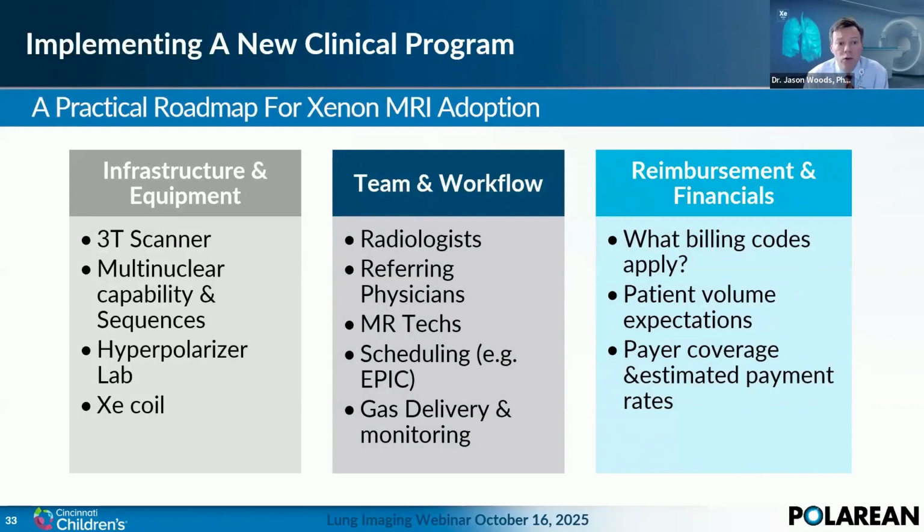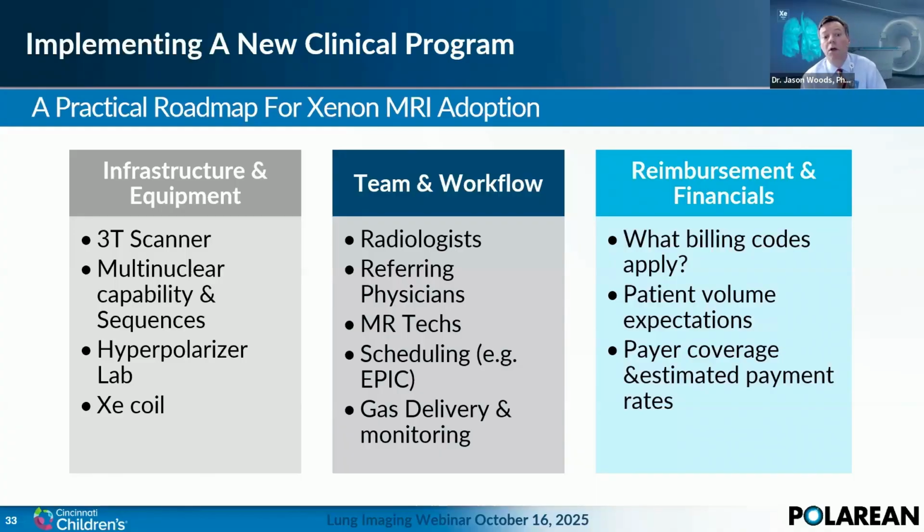So in terms of implementing a new clinical program, I've listed three buckets really. We need infrastructure and equipment, we need the team and to work out the workflow, and then reimbursement and financials. So on infrastructure, you need a scanner. Typically this is 3T. The manufacturers are supporting multinuclear at 3T, and that's the reason I mentioned that field strength. Multinuclear capability is obviously important, and then the sequences that come with that. One needs a hyperpolarizer and a lab, and then the xenon coil. So not too many elements, but a few elements are important to move forward with the infrastructure side.